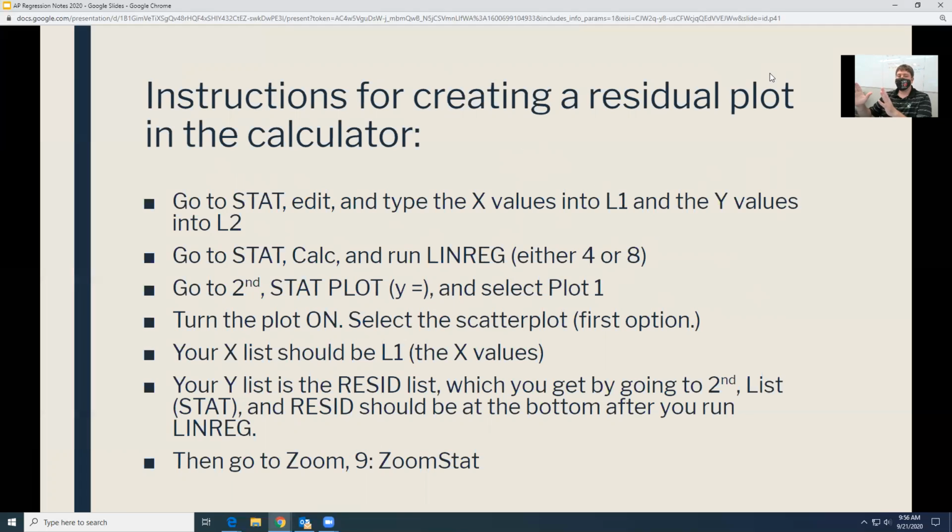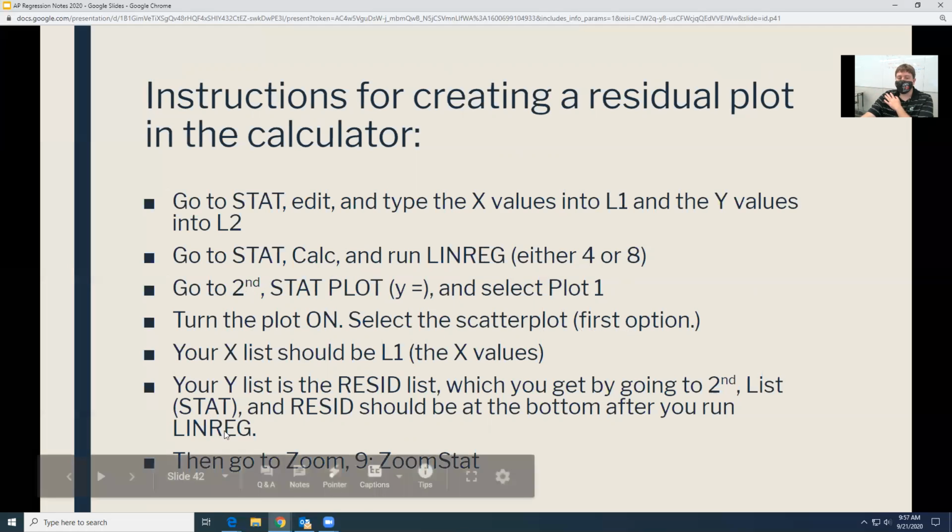Nothing changes there. And then Skylar helped us out, and he reminded us that you do stat, calc, and then either number 4 or 8 for your regression. Still going to do that. You're still going to go to the second button and hit Y equals to turn on your stat plots, just like we've been doing. You're still going to pick the first option.